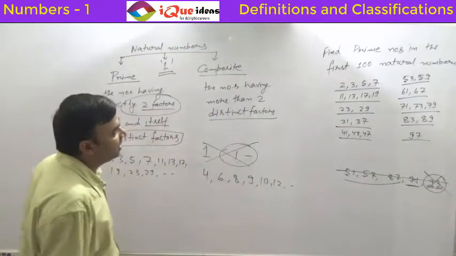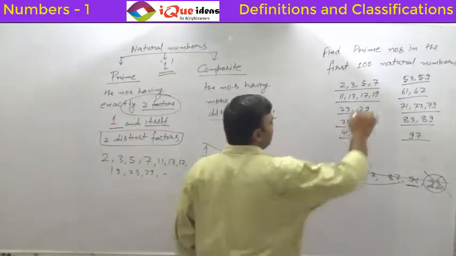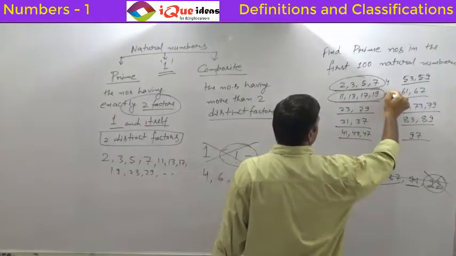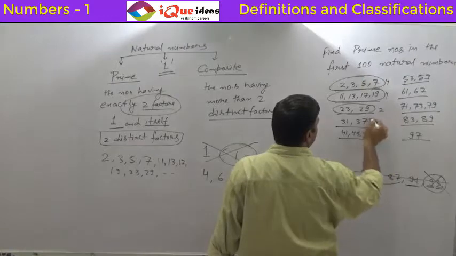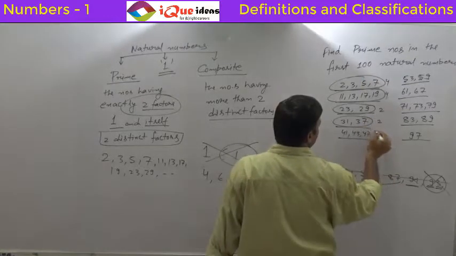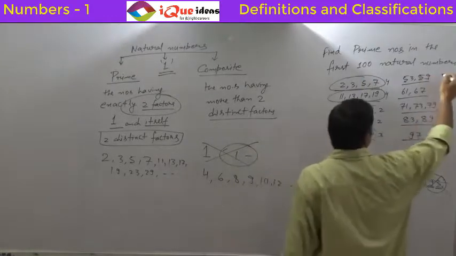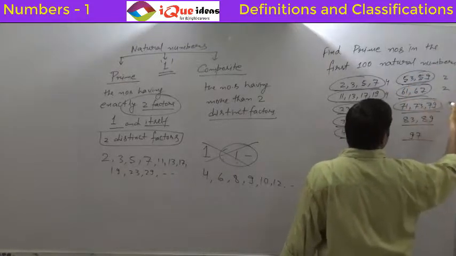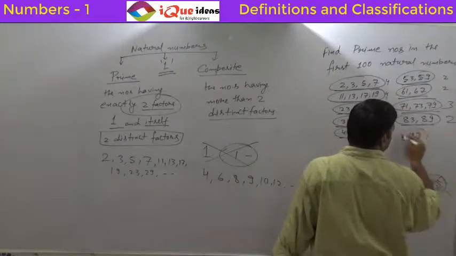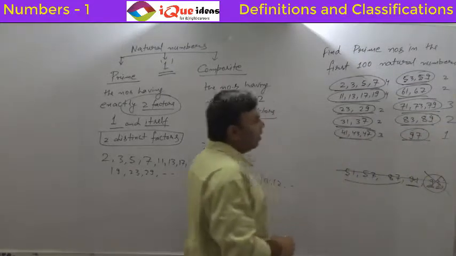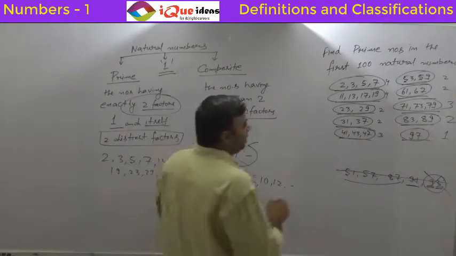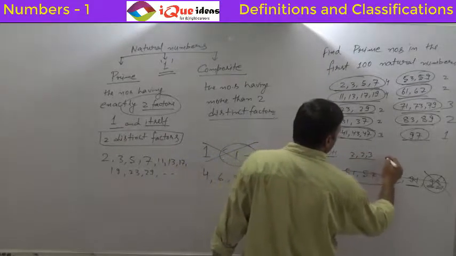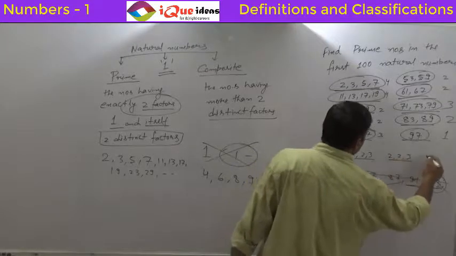Okay. Now, if we count them, in the first 10 numbers, how many prime numbers are there? 4. In the next 10 numbers, how many prime numbers are there? 4. Next 10 numbers, there are 2 prime numbers. Next 10 numbers, there are 2 prime numbers. Next 10 numbers, there are 3 prime numbers. Next 10 numbers, there are 2. Next 10 numbers, there are 2. Next 10 numbers, there are 3. Next 10 numbers, there are 2. Next one, the last one, there is only 1. Okay. So if I make the series, it is 4, 4, 2, 2, 3, 2, 2, 3, 2, 1.